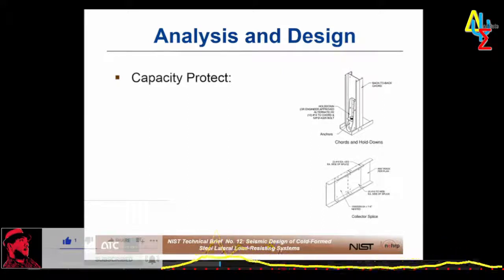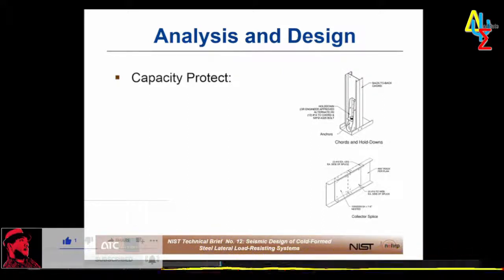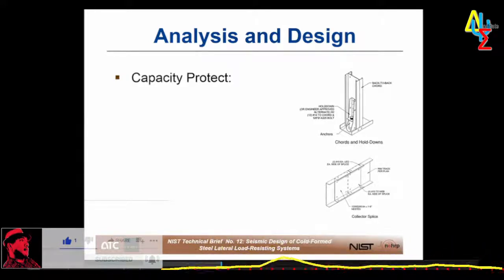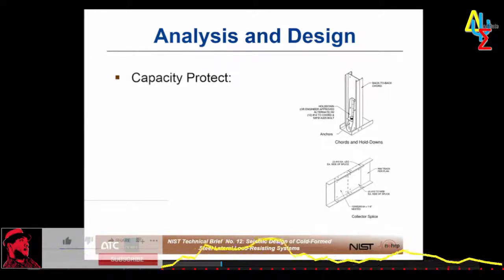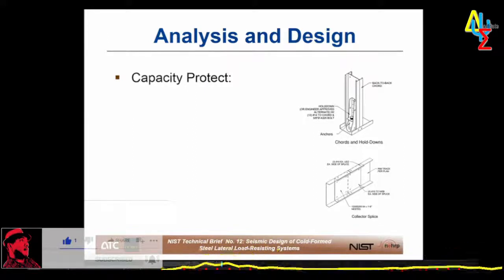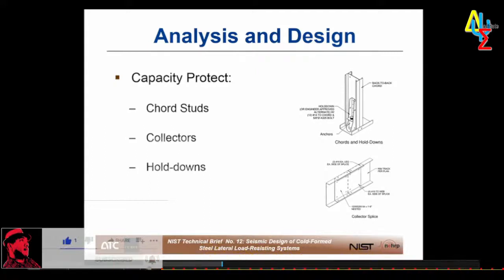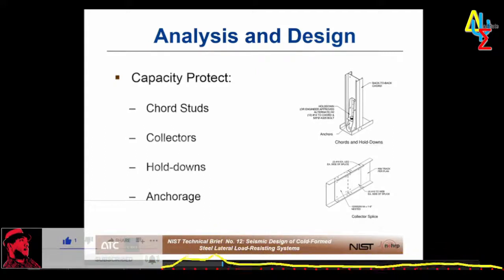So S400 requires that elements in the critical load path that are not part of the energy dissipating mechanism be capacity protected to ensure that the energy can be dissipated without failure elsewhere in the seismic load path. So examples of shear wall elements that would require capacity protection include chord studs, collectors, and any splices, hold downs, and anchorage. So when I was defining capacity protection, I mentioned that it included elements that are in the seismic load path, but that are not part of the energy dissipating mechanism.